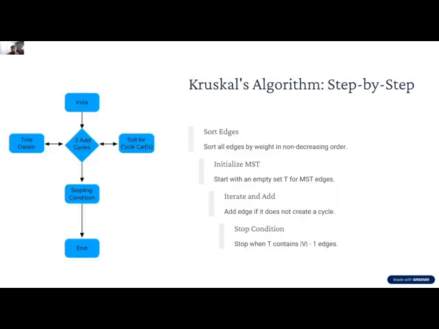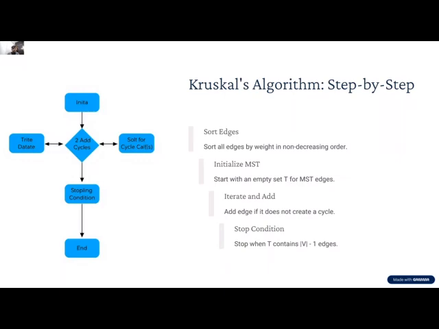Now, the working of Kruskal's algorithm. It sorts all the edges by weight in non-decreasing order and then initializes the minimum spanning tree, which starts with an empty set T for minimum spanning tree edges. Then it iterates and adds the edges if they do not create any cycle, and stops when T contains V minus 1 edges.